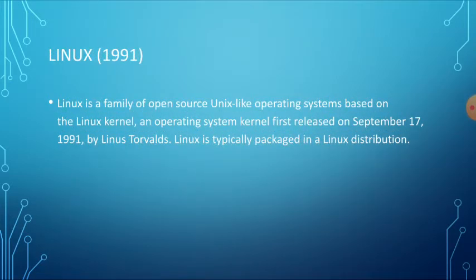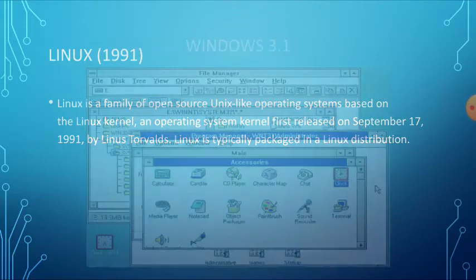Next one is Linux in 1991. Linux is a family of open source Unix-like operating systems based on the Linux kernel, an operating system kernel first released on September 17, 1991 by Linus Torvalds. Linux is typically packaged in a Linux distribution.